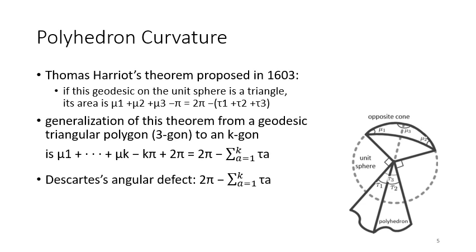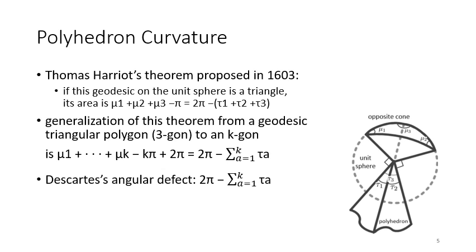Now consider a unit hypersphere around the vertex, and consider the intersection of that unit hypersphere with the opposite cone, which constructs the mu_1, mu_2, and mu_3. There is a theorem proposed in 1603 by Thomas Harriot, which says that in this case, where we have triangular faces, if the geodesic on the unit sphere is a triangle, its area is equal to mu_1 plus mu_2 plus mu_3 minus pi, or 2 pi minus tau_1 plus tau_2 plus tau_3.